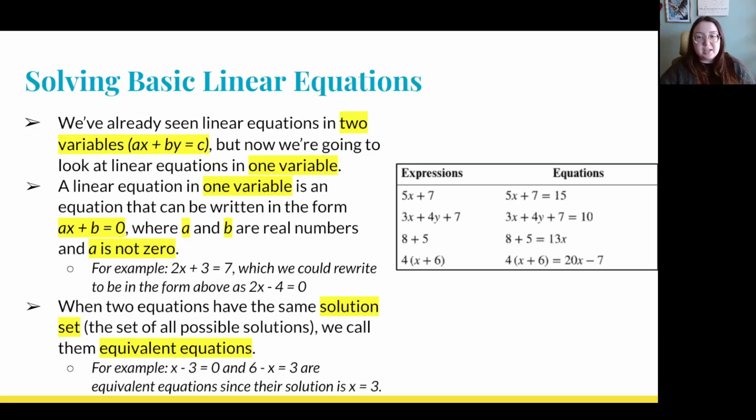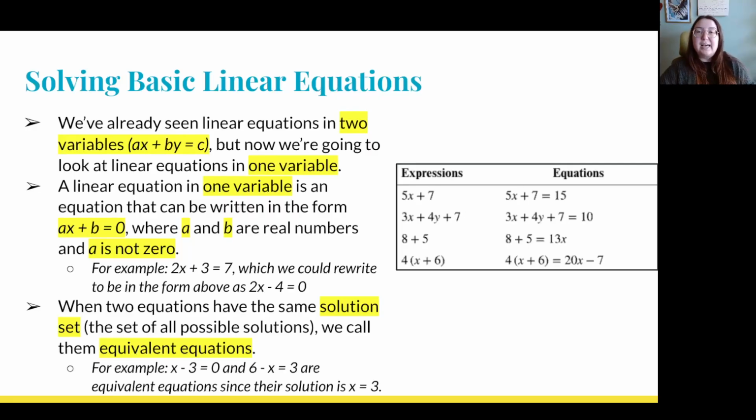When two equations have the same solution set, or the set of all possible solutions, we call them equivalent equations. For example, x minus 3 equals 0 and 6 minus x equals 3 are equivalent equations since their solution is x equals 3. So 6 minus 3 is 3, and 3 minus 3 is 0. They're written differently, but they have the same solution. They both satisfy it, and so we call those equivalent equations.